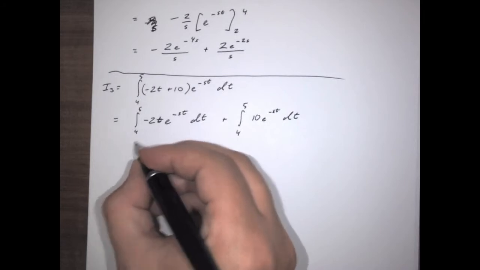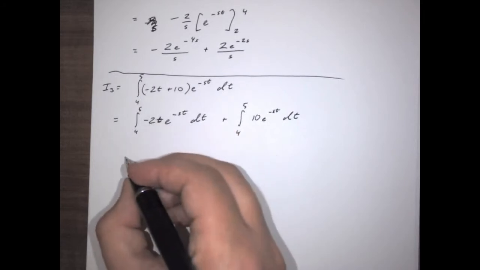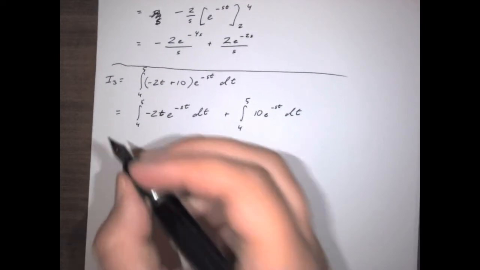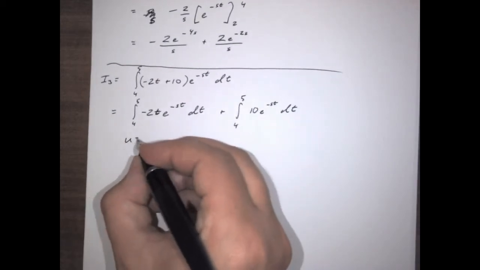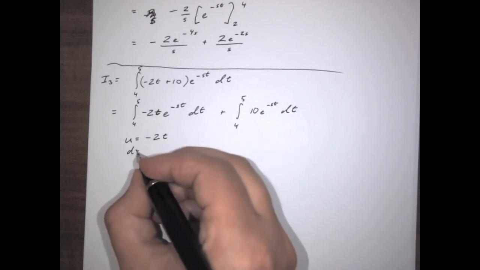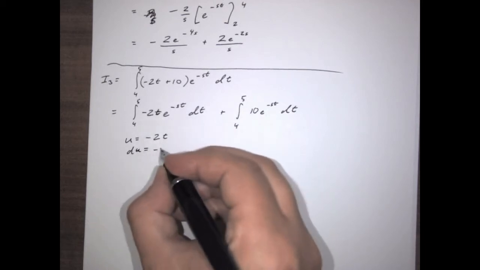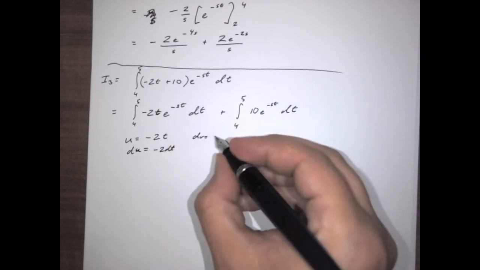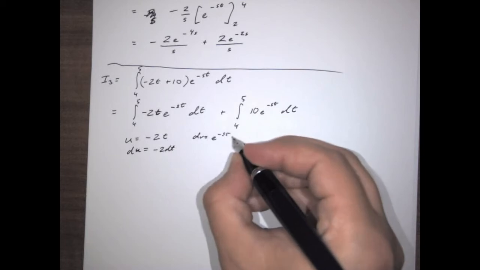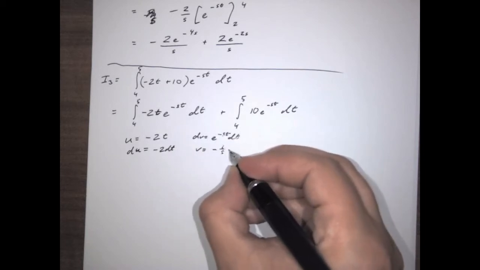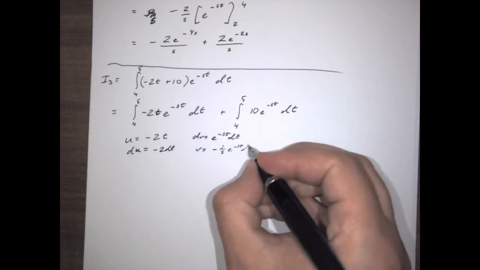Here, once again, what we've got is a nice classic integration by parts. I'm going to keep the 2 in there rather than take it out so that I save myself the trouble of distributing it later. So I'm going to make u equal to negative 2t. So then du would be negative 2 dt. dv can equal e to the negative st dt, meaning v is going to equal negative 1 over s e to the negative st.